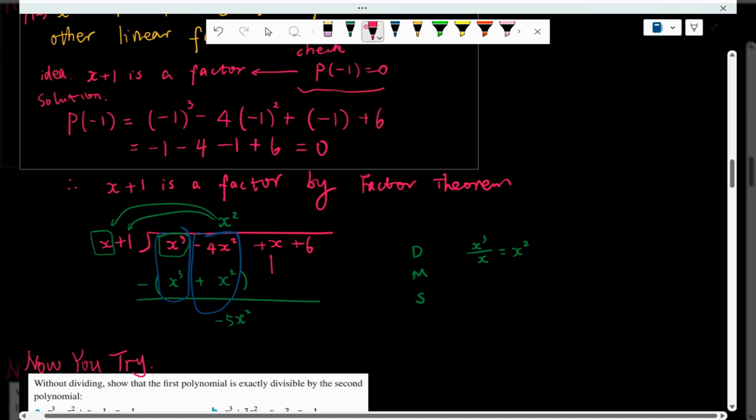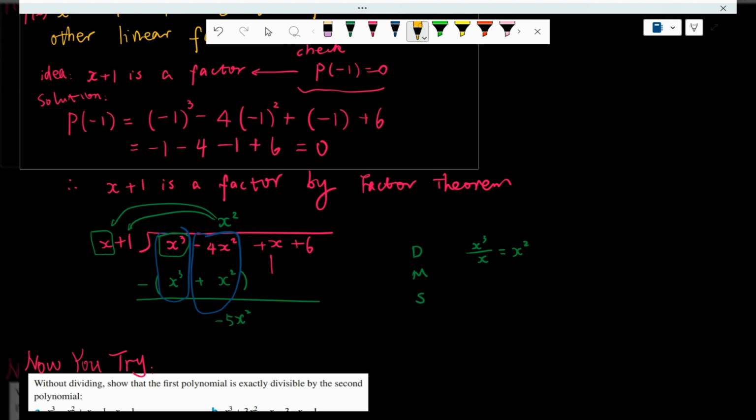For the second round, we can bring the next term in the polynomial down. Then we will have -5x squared plus x. So in this part, the leading term is -5x squared. Then we repeat DMS. So -5x squared divided by x, we will have -5x. Then record -5x above.